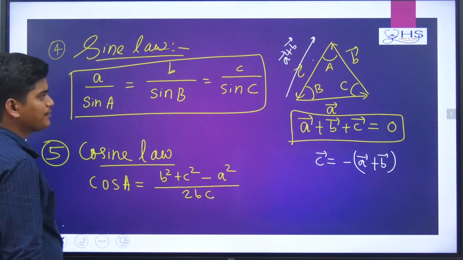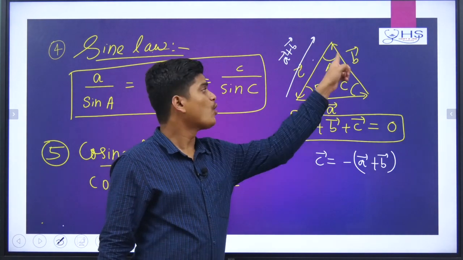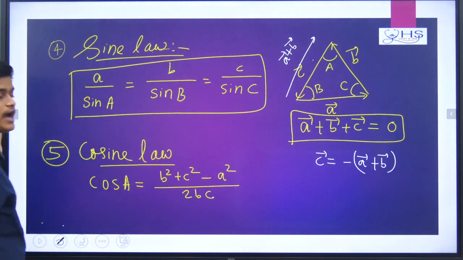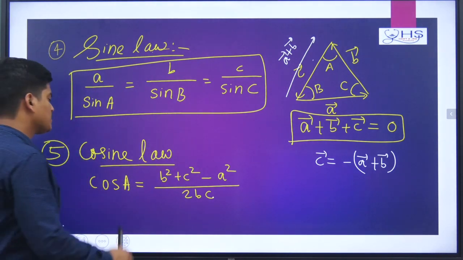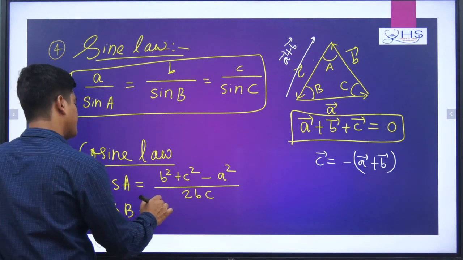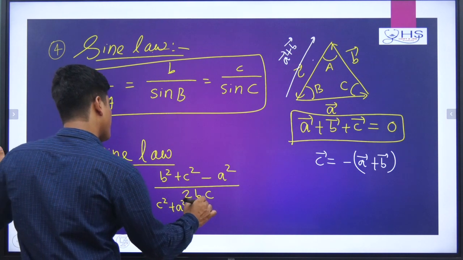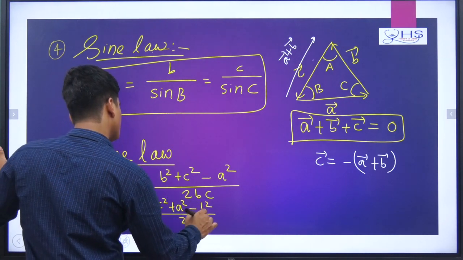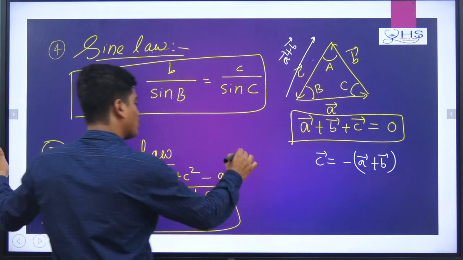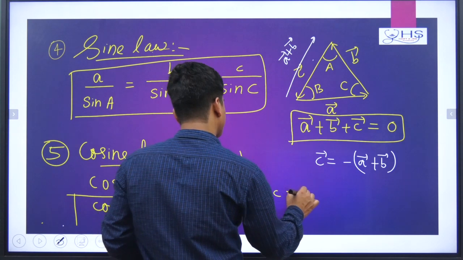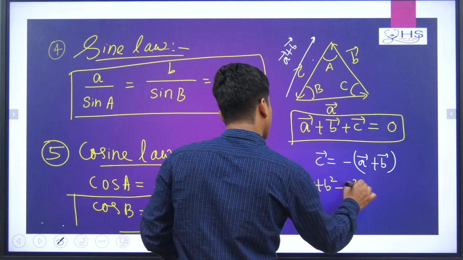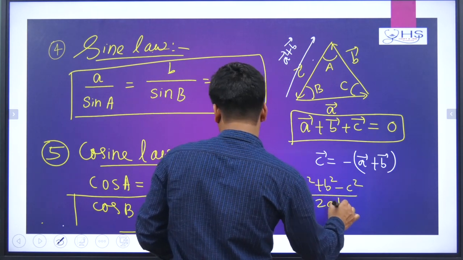2bc. That means if two sides are given and one angle is given and you are finding another side, then with this formula also you can calculate. Here cos B, you will write c square plus a square minus b square by 2ca. Similarly cos C is a square plus b square minus c square by 2ab.